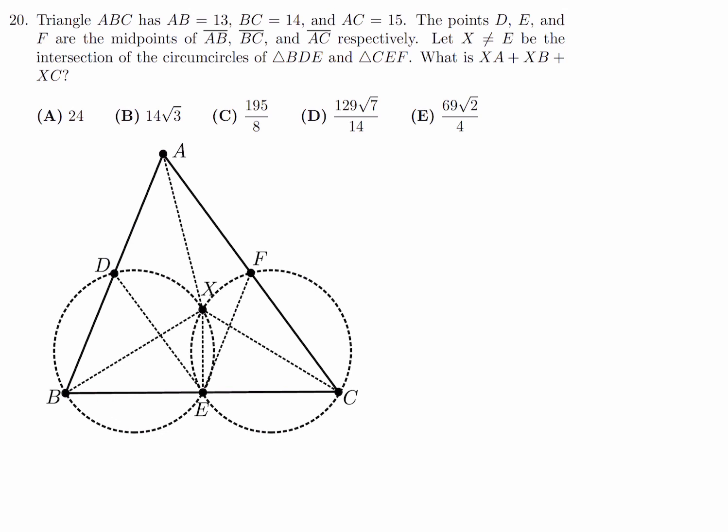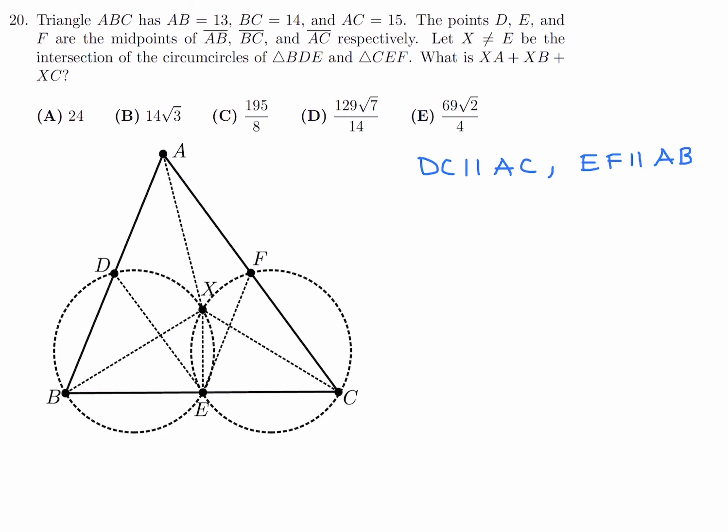Here's a very nice diagram that illustrates all of what has been written in the question stem. And keep in mind that this D, this E, and this F are the midpoints of AB, AC, and BC, as stated. So that means when you draw these lines DE and EF, that DE is parallel to AC, and EF is parallel to AB.